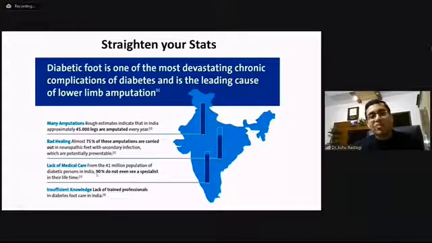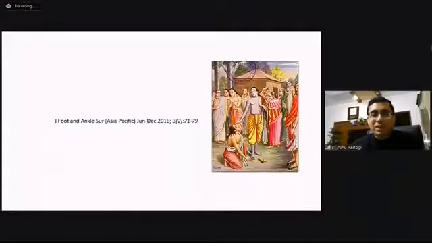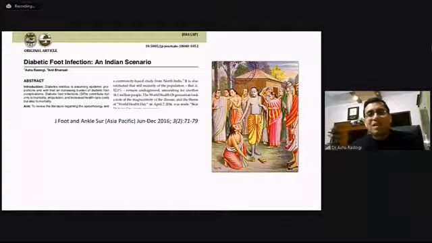Unfortunately, maybe because of lack of medical care and insufficient knowledge and lack of trained personnel, the management of these neuropathic foot ulcers again becomes a challenge. So it is important that we should know what exactly leads to these neuropathic foot ulcers in the Indian scenario. This is again a paper that we have written, and we have shown the simple things that make these problems much more common in the Indian scenario.